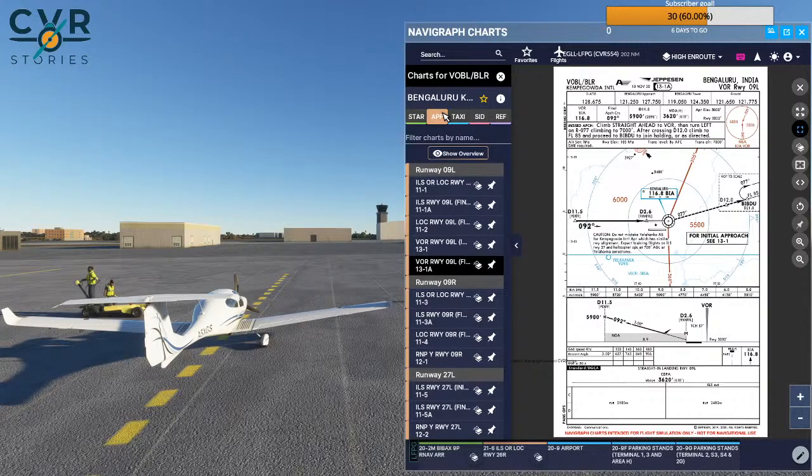But otherwise, I will be ending the stream here for now, and we'll be coming back for future videos where we will fly these approaches and show how you actually fly it. It's all well and good to read the chart and to brief it to your fellow colleague, but when it comes to flying this approach, how do you set it up in the aircraft? How do you follow these constraints? What does it look like from the aircraft?